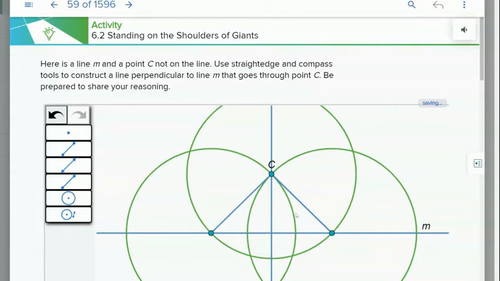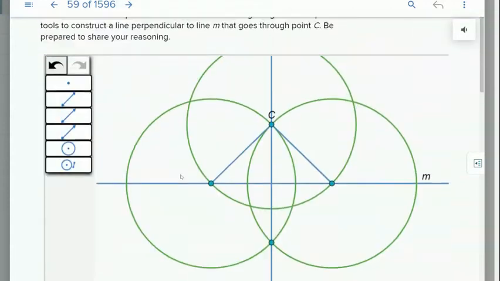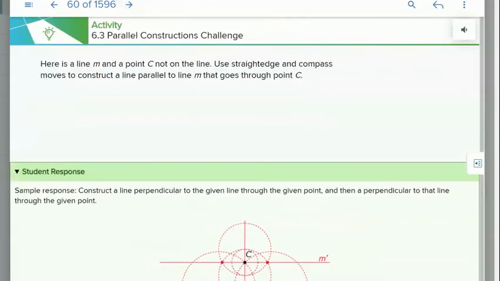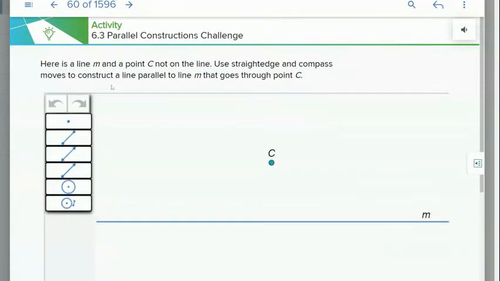Interesting how we create a triangle. Does that look like an isosceles triangle, or is that an equilateral triangle? That's an interesting idea there. Now, let's move on to the next construction that you need to know.